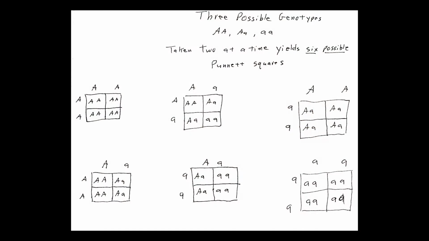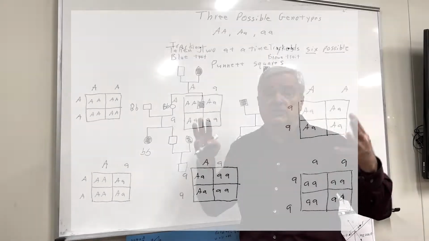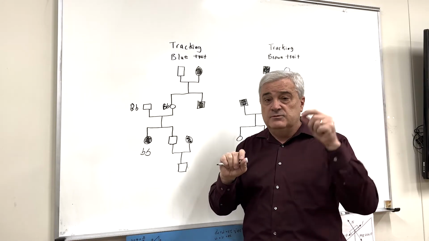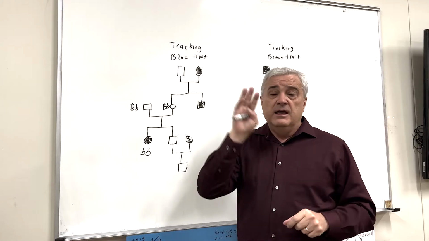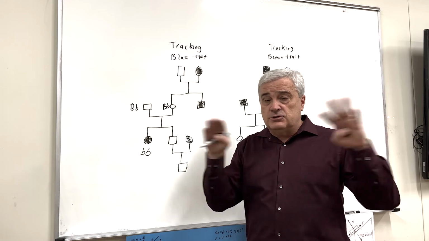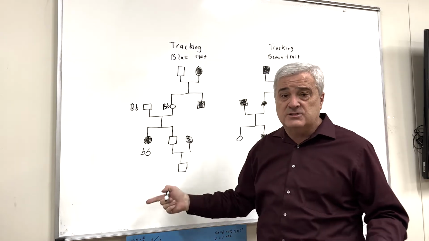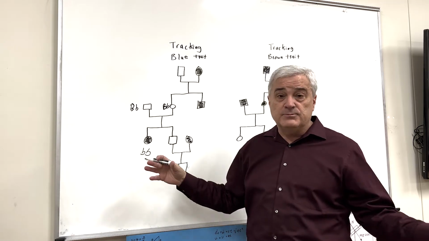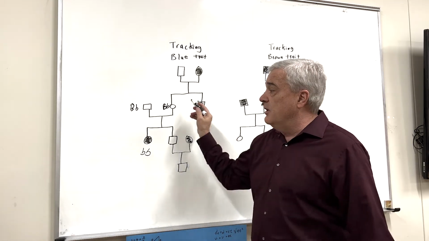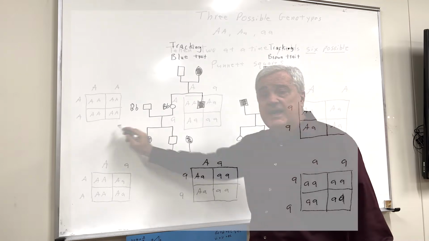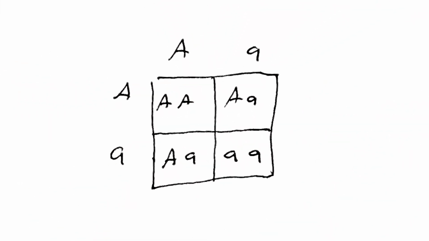It's the only way. You can go through all 6 of the different possibilities. There are 3 different possible genotypes: double dominant, heterozygous, double recessive. There are 3 of those, taken 2 at a time. In any Punnett square, there are 6. That's math. There are 6 possible Punnett squares, and of those 6, this is the only case where we can have the same parents, different child.